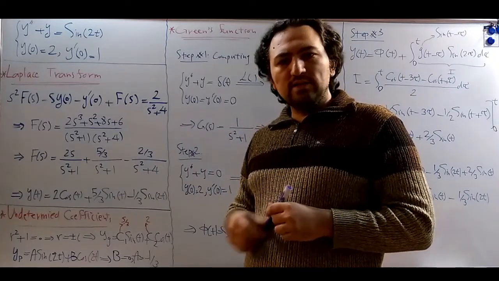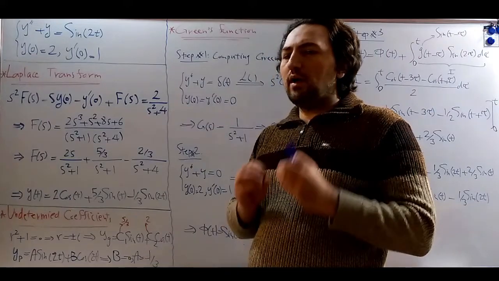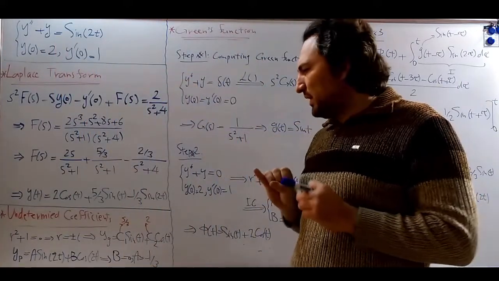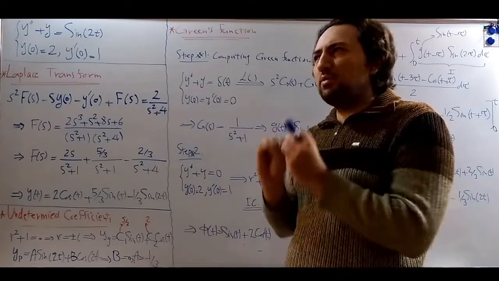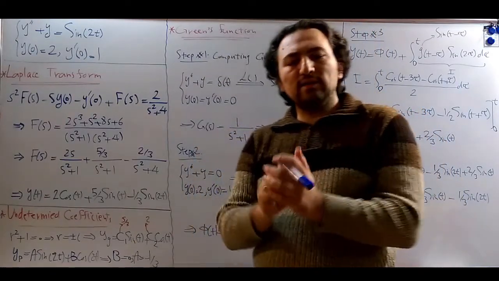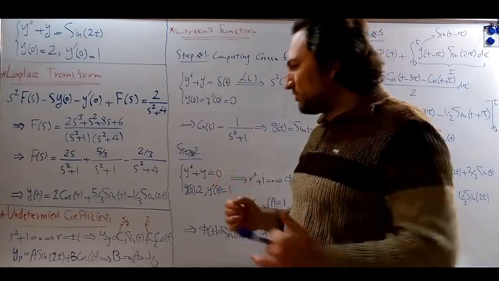The second one is the undetermined coefficient method. In this one, first you have to solve the homogeneous form of the original equation, and then you can find a particular solution, and then add these two solutions together, and the combination of these two solutions is the final solution of the original equation.